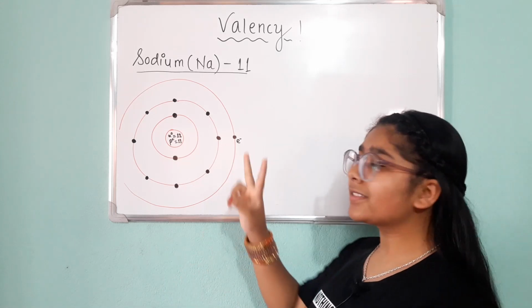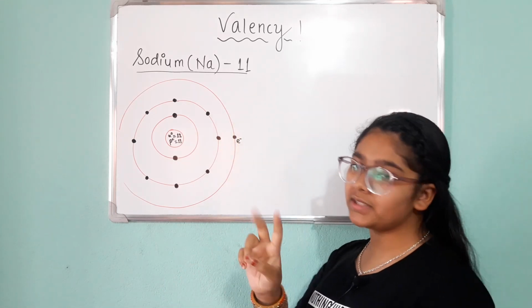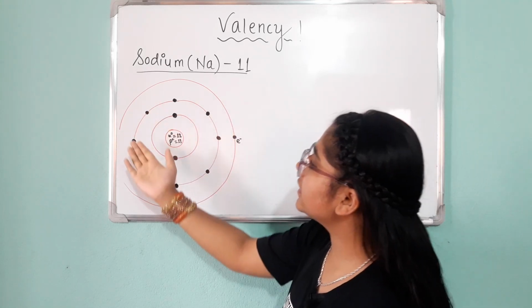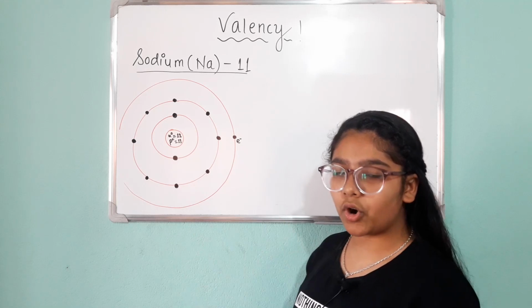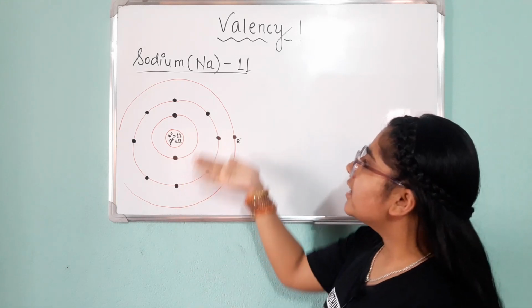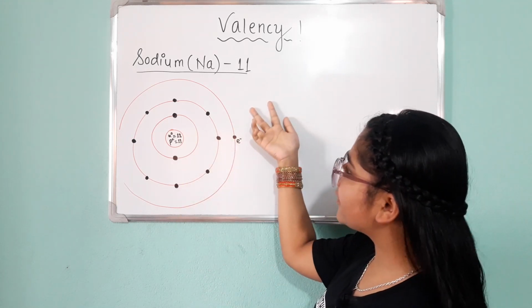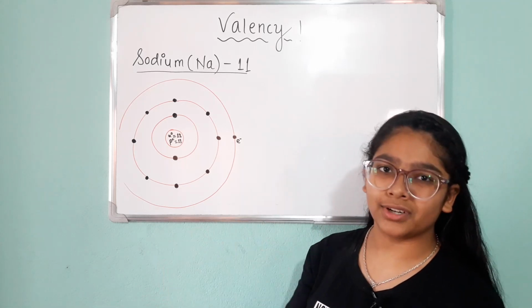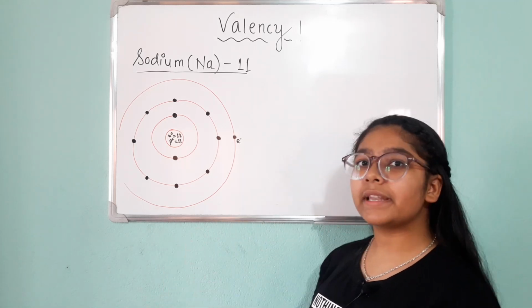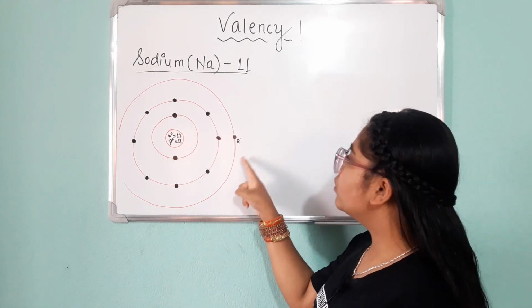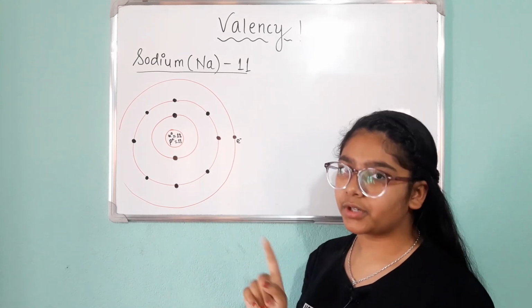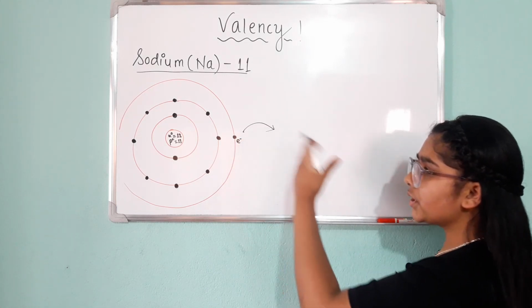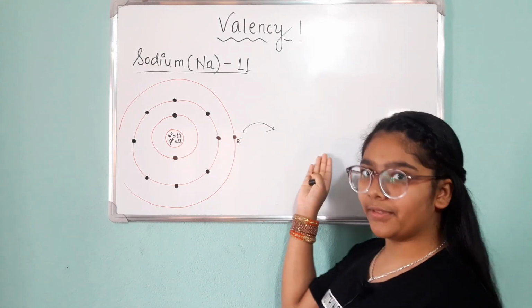Or sodium has 2 options: either lose this 1 electron, so that the second orbit, which is already 8, satisfies the octet state, or take 7 electrons from another element. The easy one is to lose 1 electron. Rather than taking 7 electrons from other elements, to lose 1 electron is the best option. So this will lose 1 electron and give it to another element.